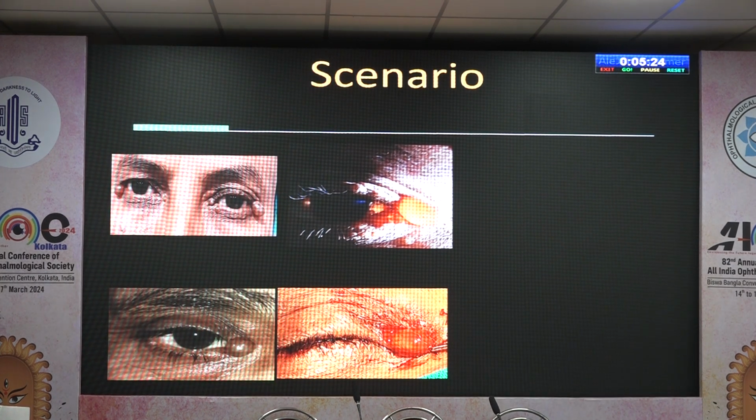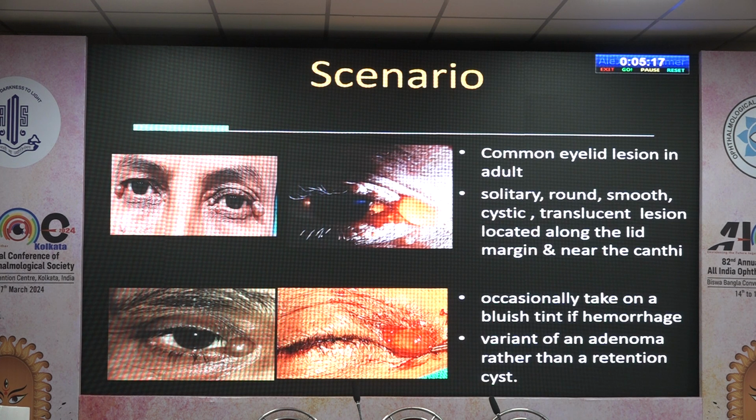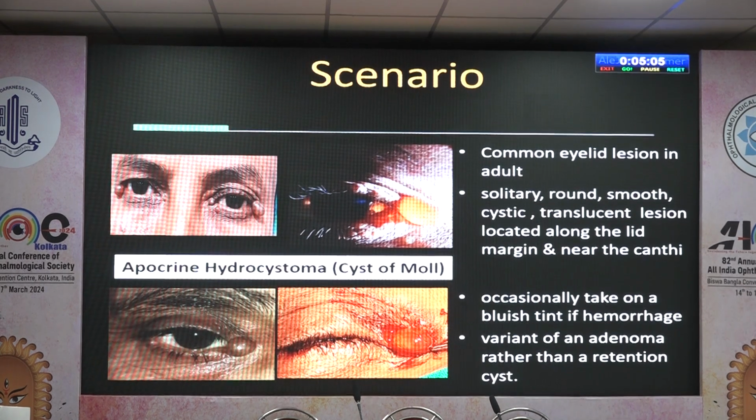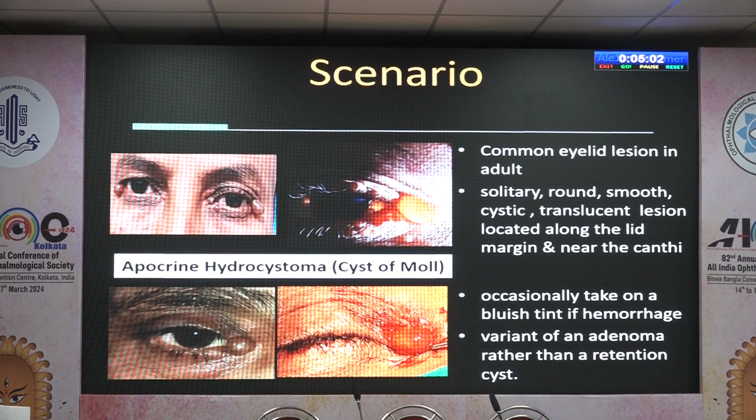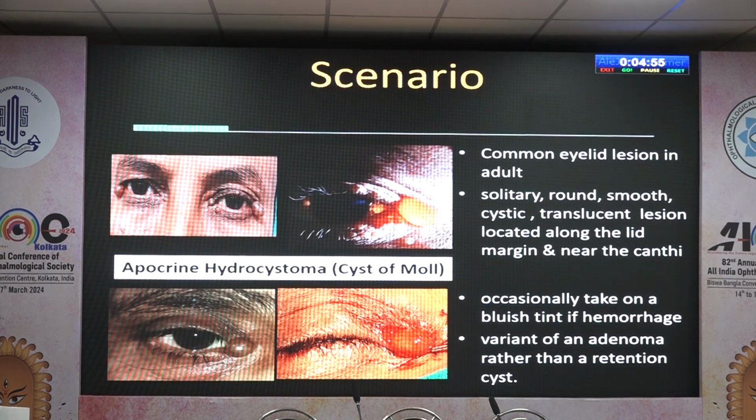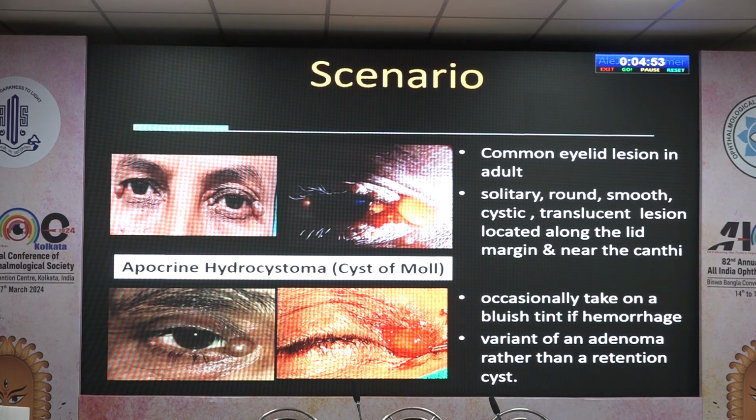This looks like grapes, no? It's like grapes. Apocrine hydrocystoma. This is a cyst of Moll. There are other cysts also which may arise, eccrine hydrocystoma. But remember that apocrine hydrocystoma is more common, eccrine is rarely seen. They transilluminate most of the time, but they may not transilluminate if there is hemorrhage inside it. In that case, it can look like a bluish tinge.